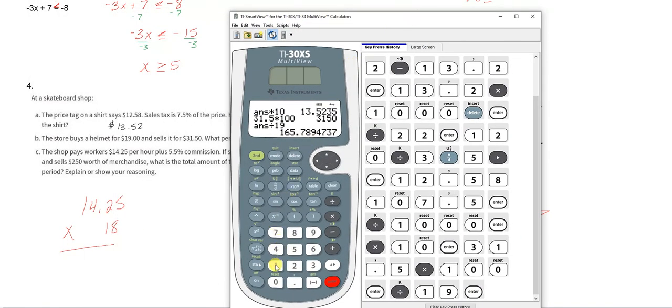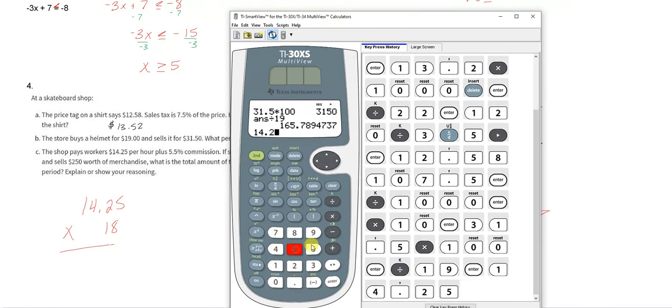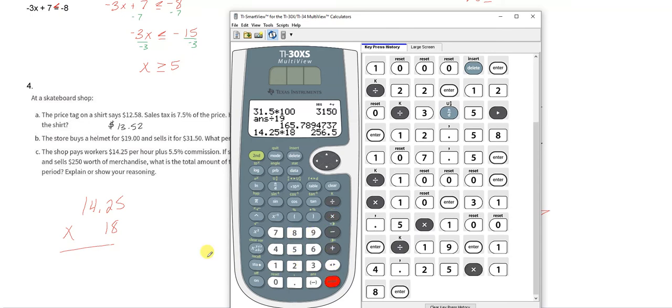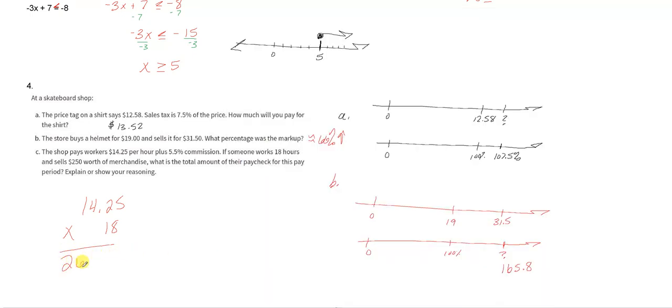So 14.25 times 18, they make that much money from their hourly wage. So 256.5. That's from their hourly wages, and then you have to do 5.5% commission on this, so you multiply it by 0.055, and you'll find out how much to add to it.